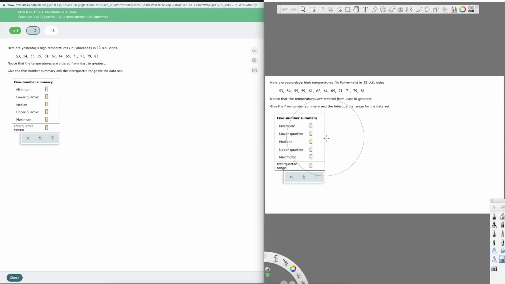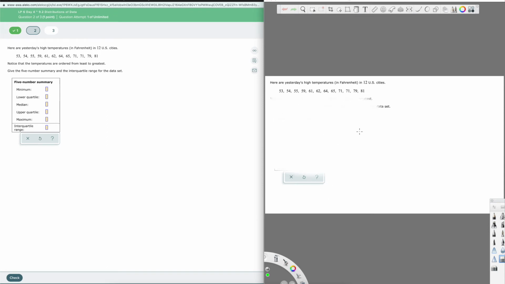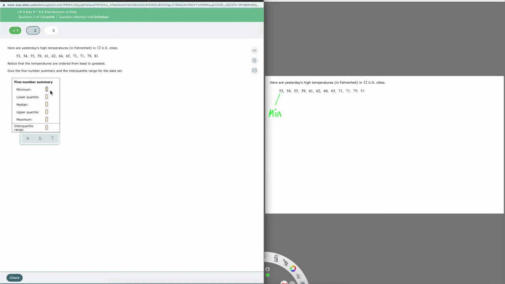And I'm going to erase this because I like to do this right off the list here. I'm a little bit lazy there. I just didn't want to rewrite my list. So minimum means the smallest number. So I'm just going to come over here and go, well, the smallest number, here's my minimum. It's 53. So I already have my minimum.